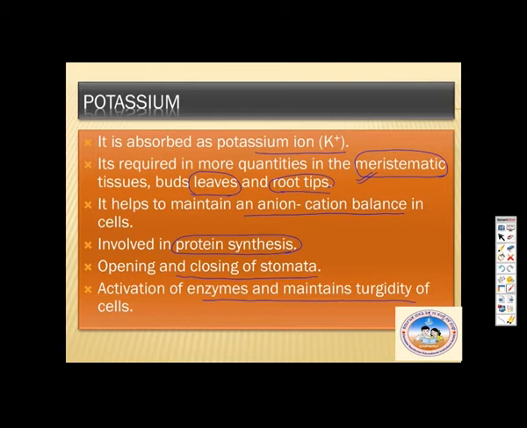So basically your buds, leaves, and root tips all contain more potassium. Now it helps to maintain the anion and cation balance in your cells. It is involved in protein synthesis and the opening and closing of the stomata. Also it helps in the activation of enzymes and maintains the turgidity of the cells. So these are the important points about potassium.